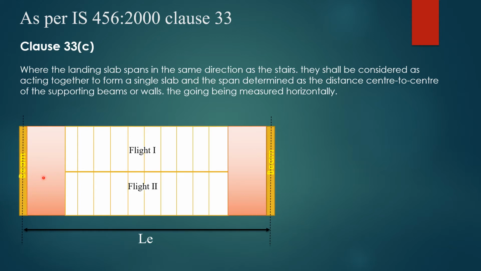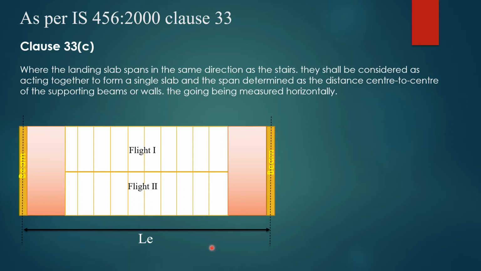So in simple terms, from this clause we can interpret that we need to consider the staircase as a single slab. The effective length of this staircase as per clause 33C is given as, we need to calculate it as a single slab. So the center to center distance from this beam to the other beam gives the effective length of the staircase as per clause 33C.